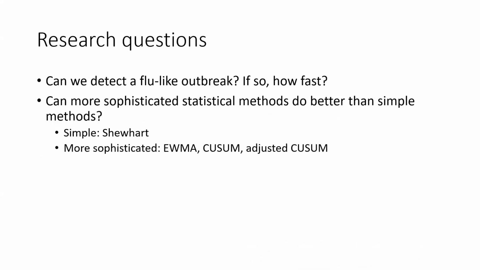And then secondarily, can more sophisticated statistical methods do better than simple methods, where the simple method is the Shewhart method, one observation or one subgroup, and the more sophisticated are the EWMA, CUSUMs, adjusted CUSUM.